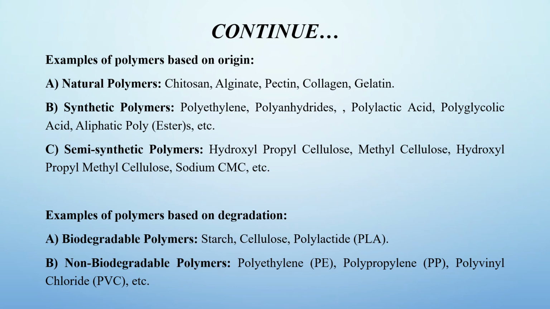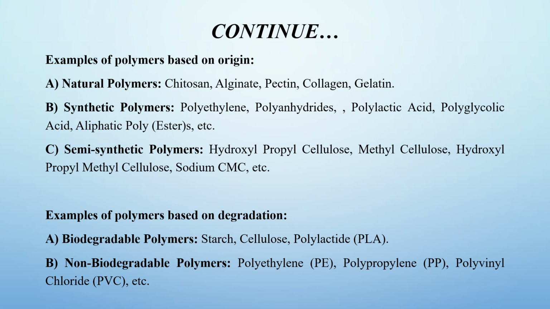So, examples of the polymers based on the origin. First is natural polymers. The best examples are chitosan, alginates, pectin, collagen and gelatin. Synthetic polymer examples are polyethylene, polyanhydrides, polylactic acids, polyglycolic acids, aliphatic polyesters, etc. And semi-synthetic polymer examples are hydroxypropyl cellulose, methyl cellulose, hydroxypropyl methyl cellulose, sodium carboxymethyl cellulose, etc.